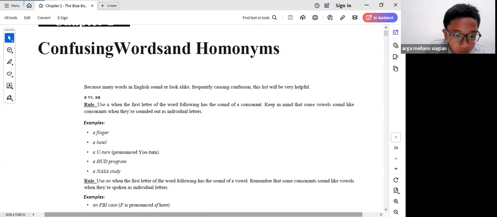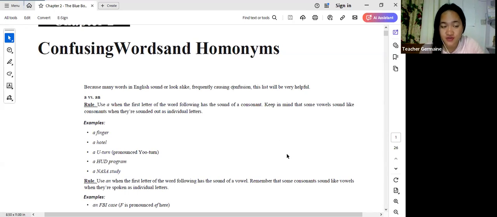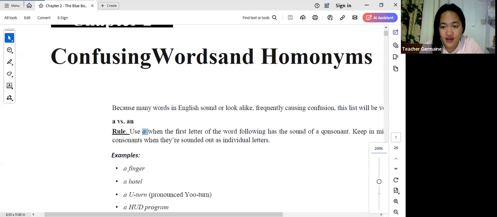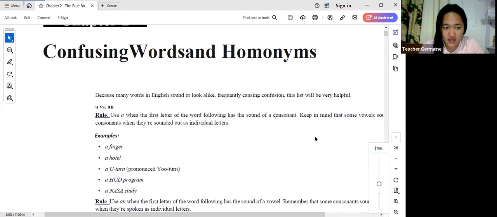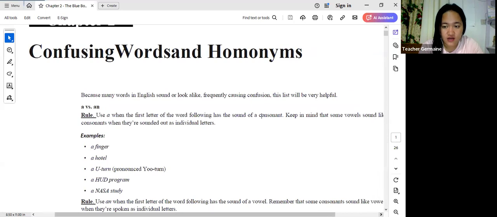A or an is used when the first letter of the word following has the sound of a consonant. Keep in mind that some vowels sound like consonants when they're sounded out as individual letters. So there are exceptions to the rule. We are going to use a if the given word starts with a consonant. But let's keep in mind that there are some vowels that sound like consonants when they are sounded as individual letters.